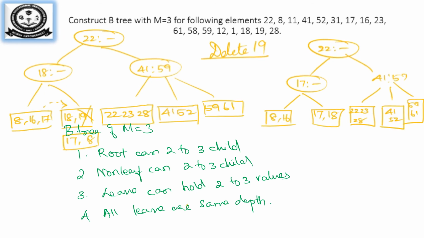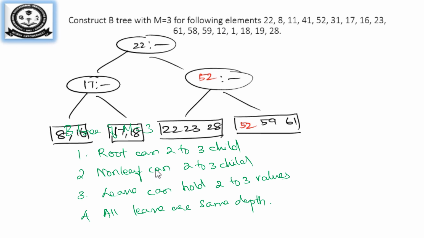Now let us see if I delete 41, so what happens? 52 will get accommodated to the nearby child. We'll see it here shortly. When 41 is deleted, 52 will get accommodated with this cell. When it is accommodated, you can see the parent node is getting updated.